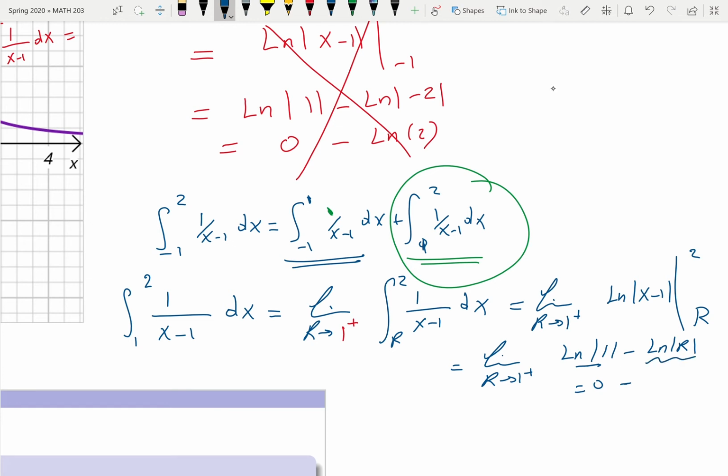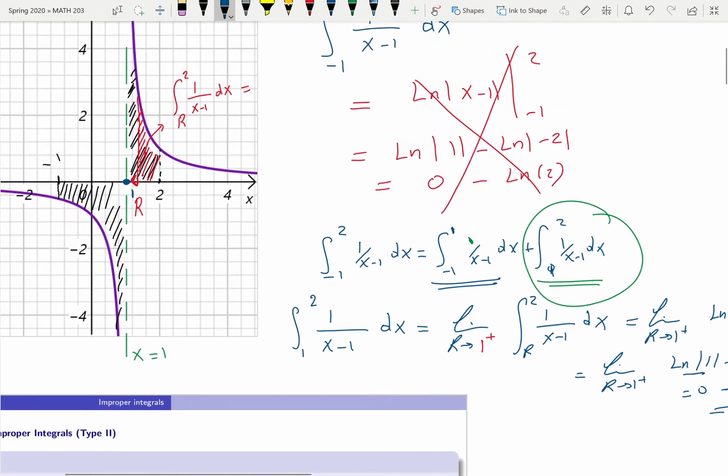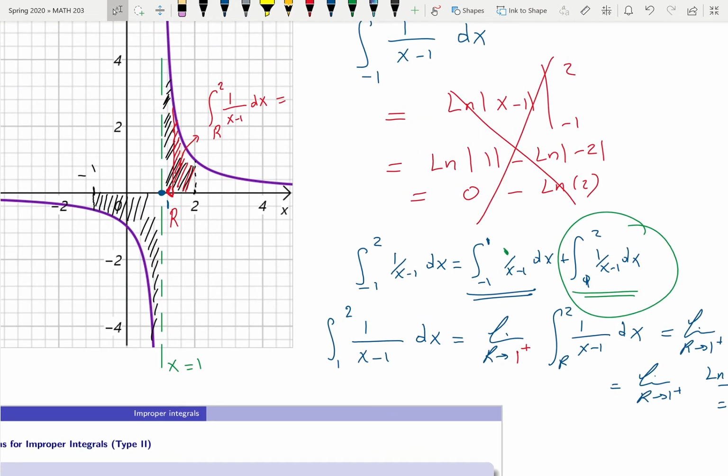Now ln of r minus 1, when r goes to 1 plus, is like ln of 0, and this is negative infinity. So the answer is positive infinity, meaning that the integral is divergent.